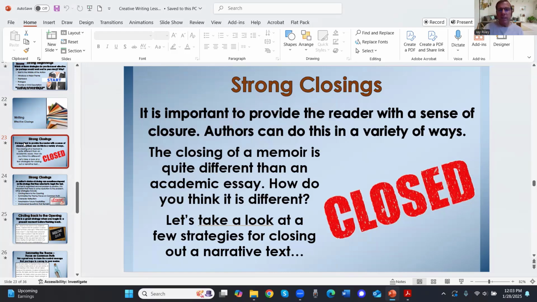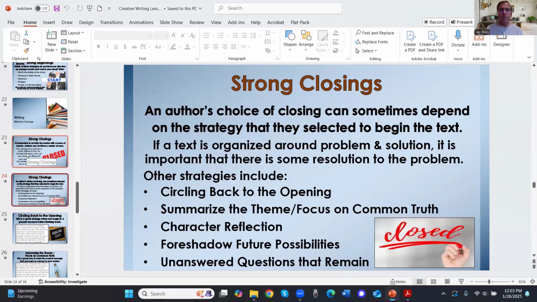In narrative writing, it's a little bit different. Very often our character or characters may have faced a problem, and we've got to bring that problem to some sort of resolution. Ultimately, what we want to do is we want to provide a sense of closure for our audience. So let's talk about the 5 strategies that we can use.